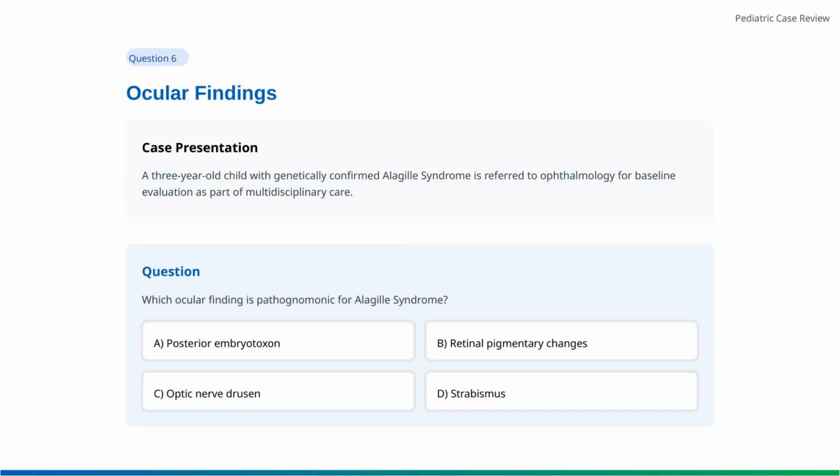A 3-year-old child with genetically confirmed Alagille syndrome is referred to ophthalmology for baseline evaluation as part of multidisciplinary care. Which ocular finding is pathognomonic for Alagille syndrome? Option A, posterior embryotoxin. Option B, retinal pigmentary changes. Option C, optic nerve drusen. Option D, strabismus. Consider which ocular finding is most characteristic of Alagille syndrome and its diagnostic significance.